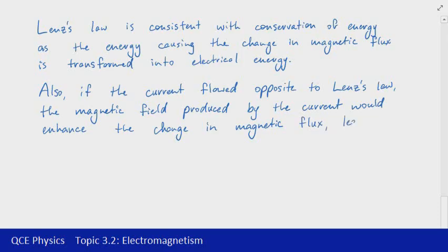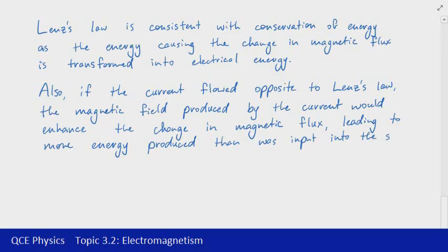And hopefully you can see there that we would have more energy being produced than was initially input into the system. And that violates the conservation of energy, in that we can't have more energy being produced. Energy is neither created nor destroyed, it's only transferred or transformed. So hopefully those two explanations help to make sense of how Lenz's law is consistent with conservation of energy.